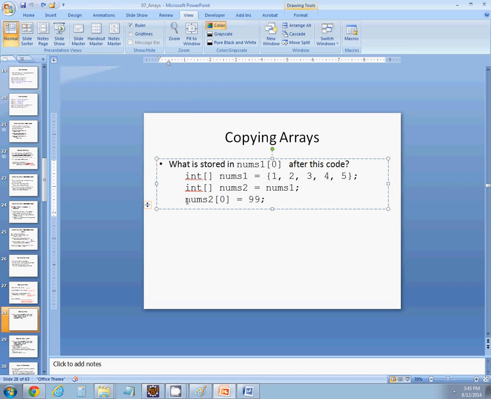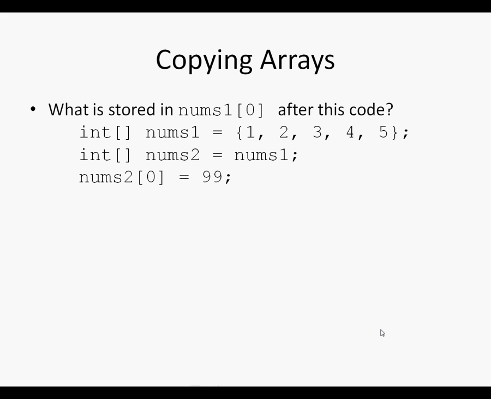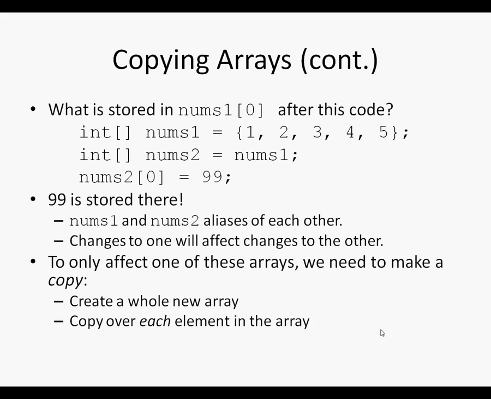Okay? So now when we change the value at position 0 of nums2 to 99, this is the 0 index of nums2. So it's going to be changed for both nums1 and nums2 because, again, they're aliases of each other. Okay, so nums1 and nums2 are aliases. If I make a change to one, I make a change to the other.